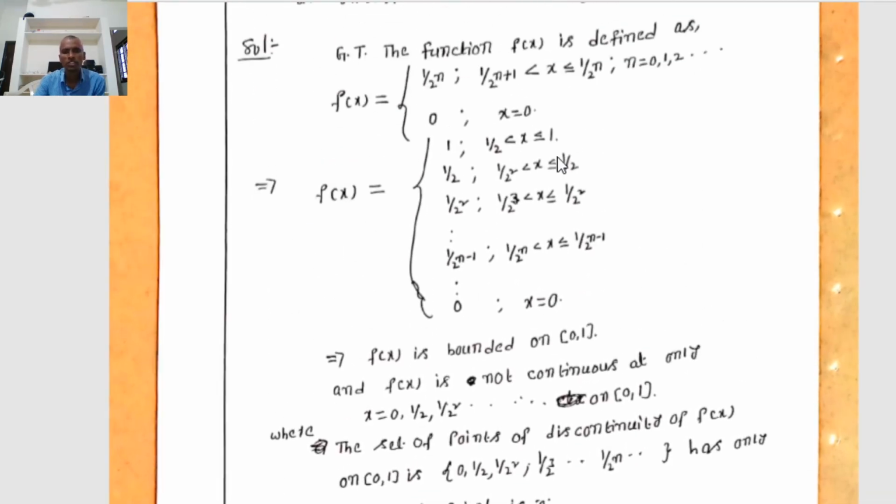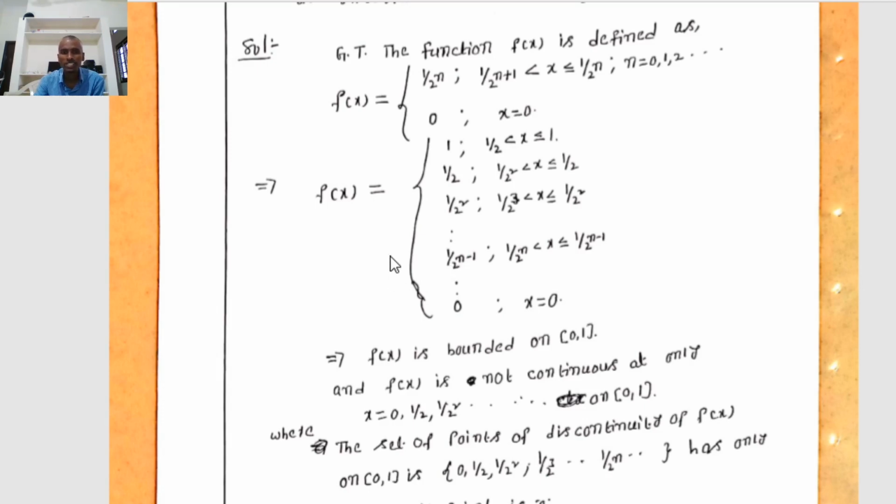Where clearly we observe that f(x) is a bounded function, where the images lie between 0 and 1, 0 less than or equal to f(x) less than or equal to 1, with 1/2 less than 1, 1/2 squared less than 1, and greater than 0. Therefore f(x) is bounded on the closed interval [0, 1], and f(x) is not continuous at x equals 0, 1/2, 1/2 squared, 1/2 cubed, 1/2^4, up to 1/2^(n-1), such that n belongs to N.